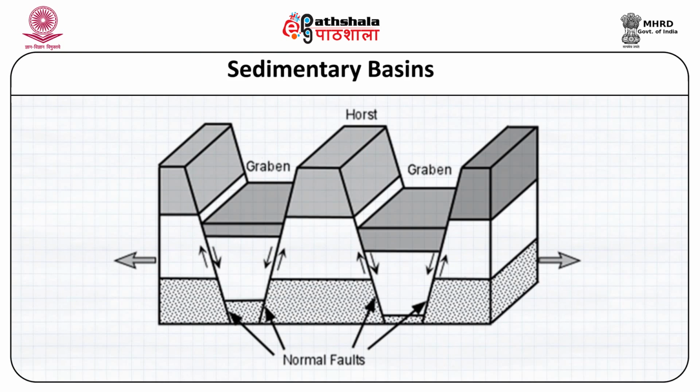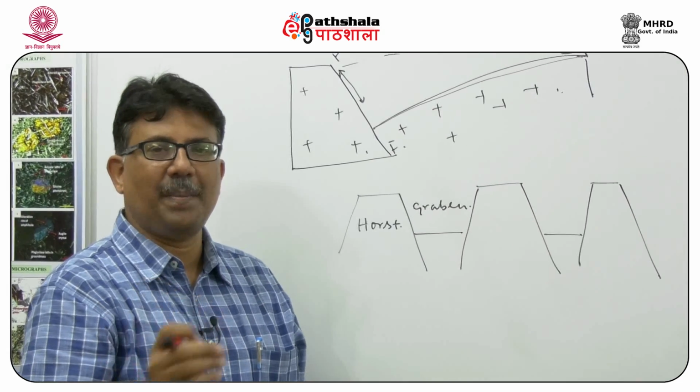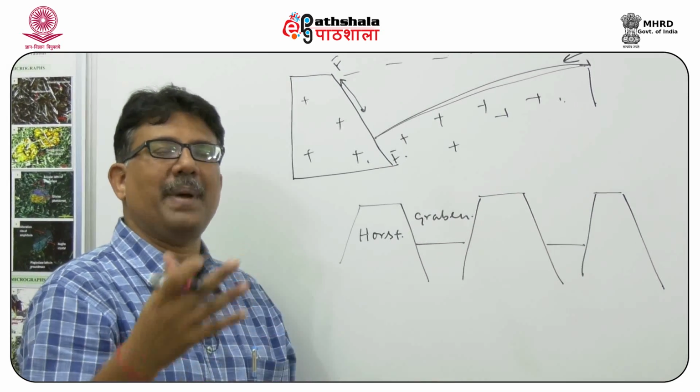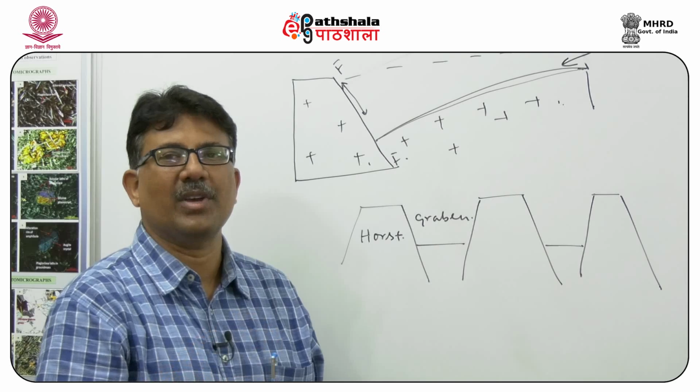So these are some of the examples of the character of an extensional kind of basin, which is operative when there is active or passive extension going on.